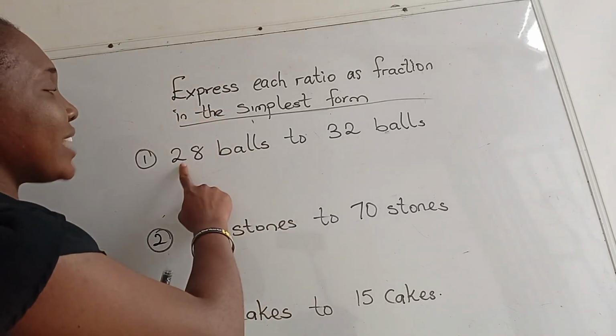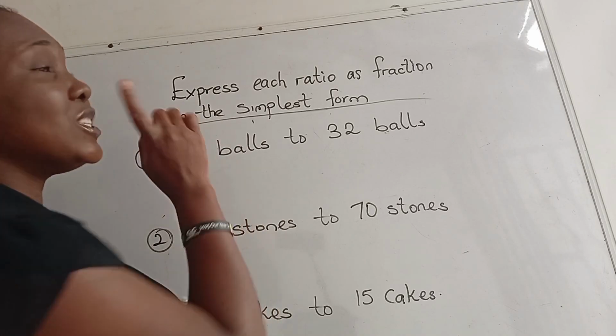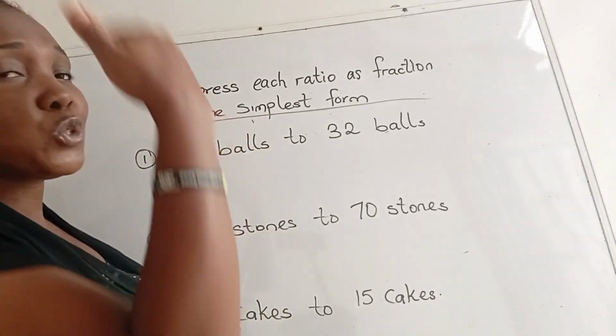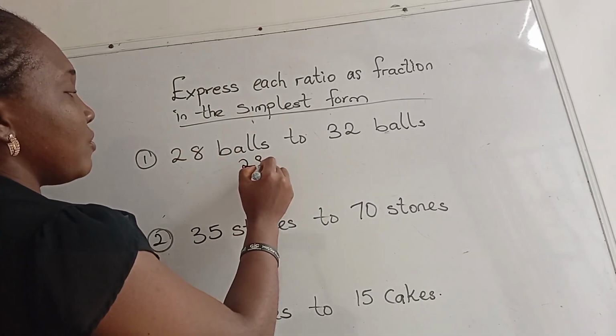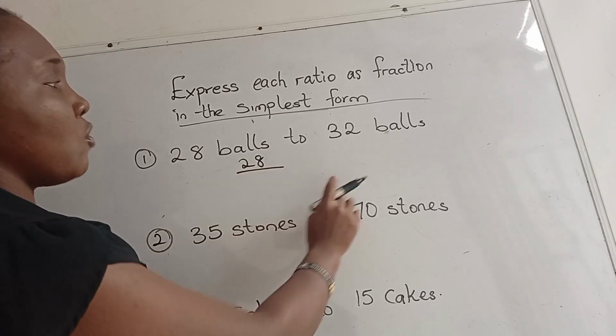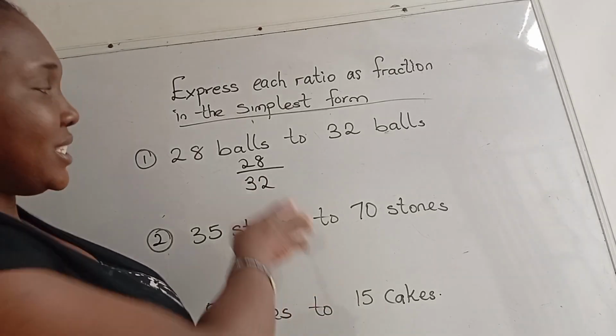Please note that 28 balls, because it is first, the rule in fraction says that it has to come first, or it has to be at the top if it's a fraction. So for 28 balls in fraction, we're going to have 28 over 32. Now we have placed this in fraction.